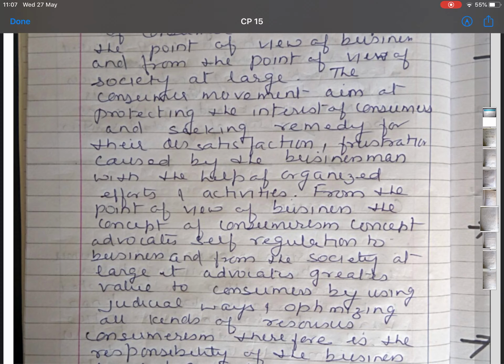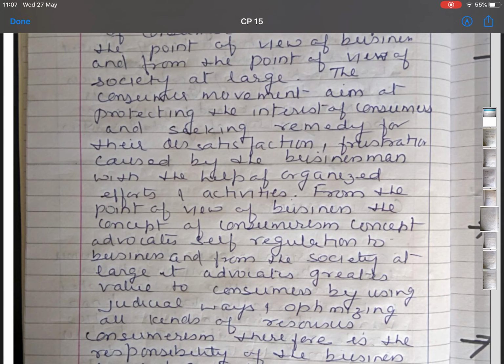So business, with their organized activities, have always caused harm to the consumers. Now, with the consumer movement, consumers want to protect their interest from business. They want remedy for their dissatisfaction and frustration.